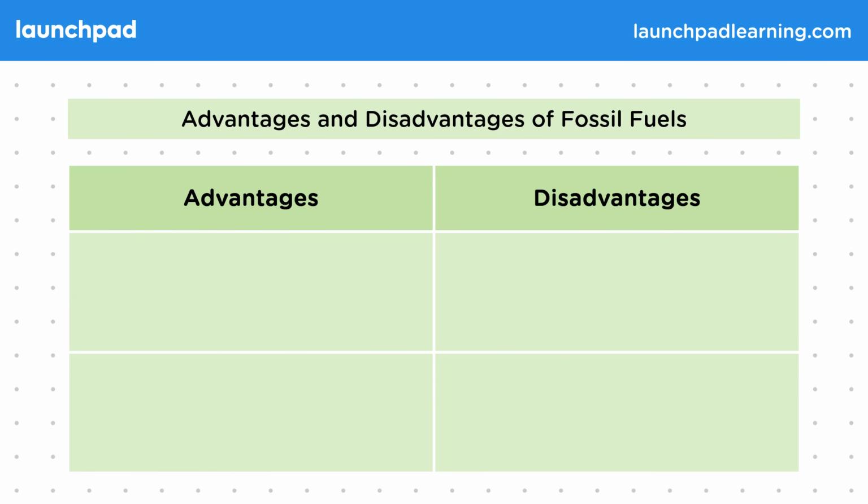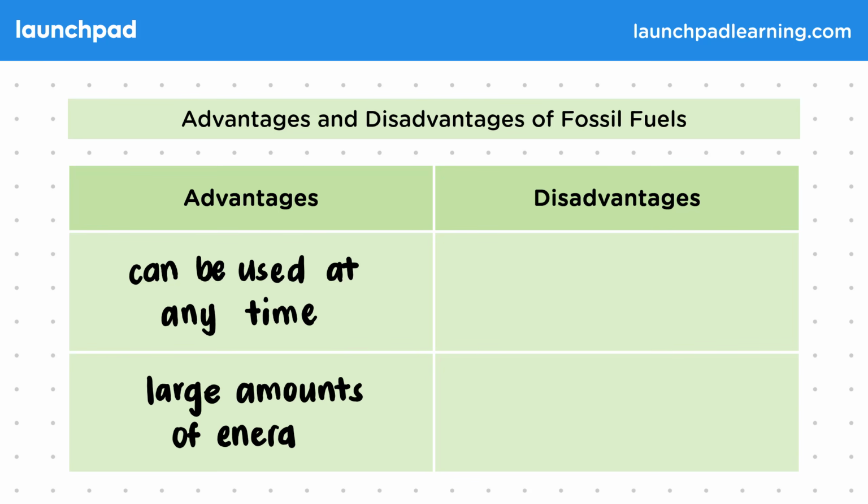The advantages of fossil fuels are that they can be used at any time, so they're not weather dependent like some other energy sources, like wind or solar, for example. They also release large amounts of energy, so fossil fuels contain more energy than other resources.